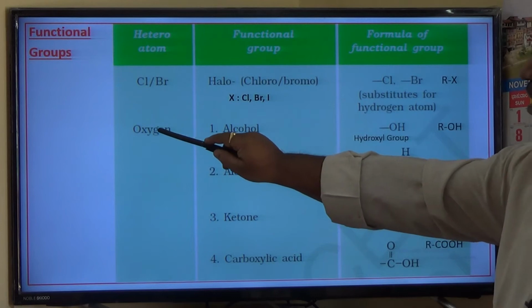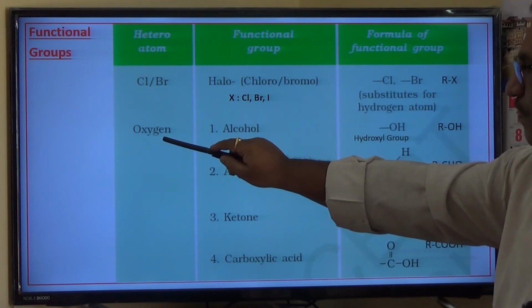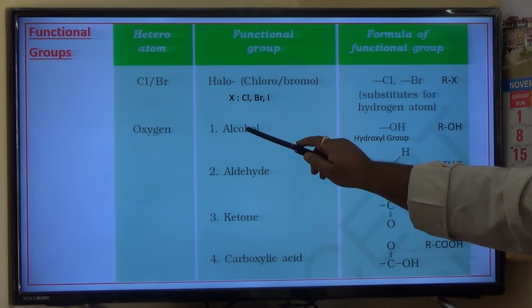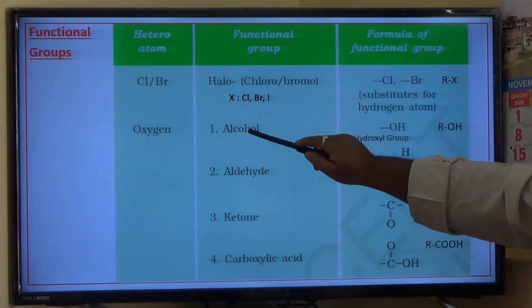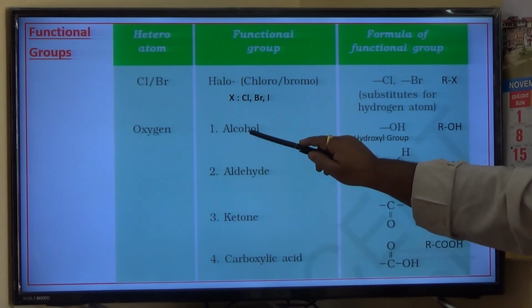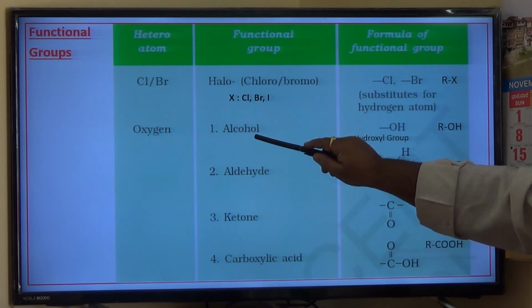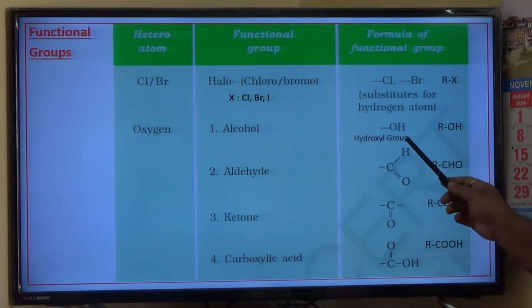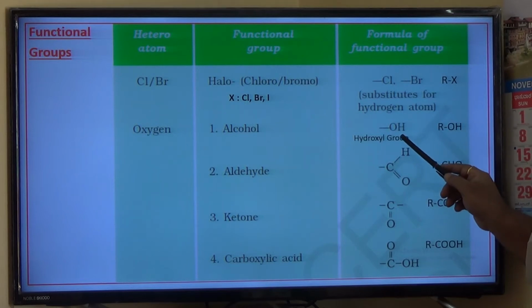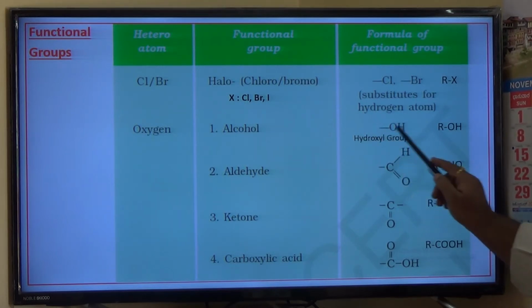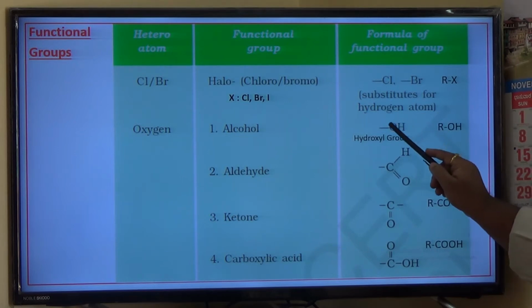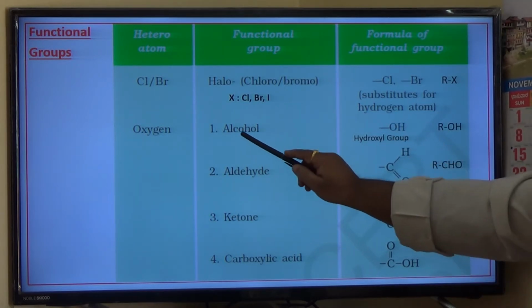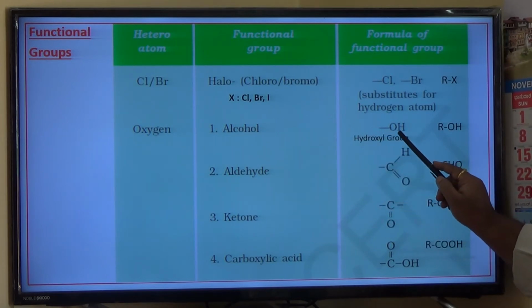Next functional group, if the heteroatom is oxygen. See here, the functional groups are alcohols, aldehydes, ketones and carboxylic acids. What is an alcohol? When do you say that the compound becomes an alcohol? If the carbon is attached to this OH group, it can be R, OH. R is nothing but methyl, ethyl, propyl, etc. So R is an alkyl group. OH is called a hydroxyl group, or alcohol is represented by bond OH.